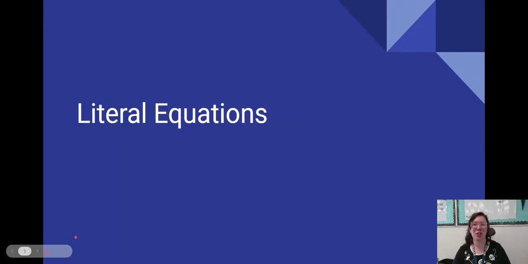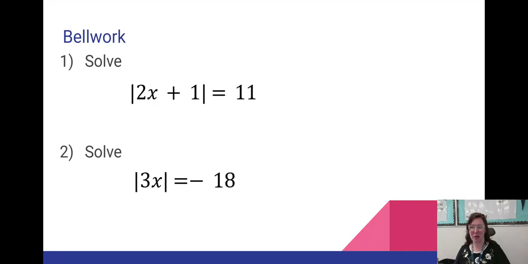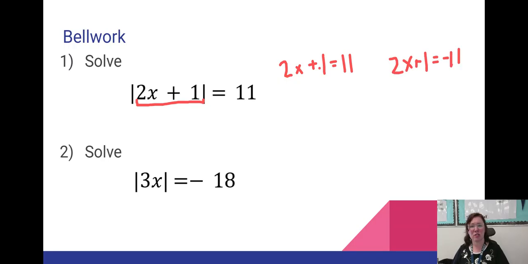Hi, today we're going to learn how to solve literal equations. So first, our bell work: we have these absolute value equations. Nothing is on the outside of the absolute values. So now we know this part we have inside, we're okay with it equaling 11. And we're also okay with it equaling negative 11 because the absolute value of negative 11 is 11. And then you just add 1 to both sides, divide by 2, and you'll get 2 different answers here.